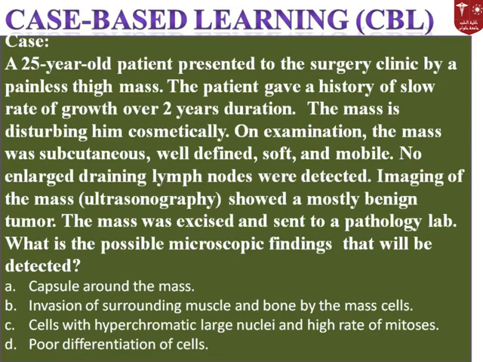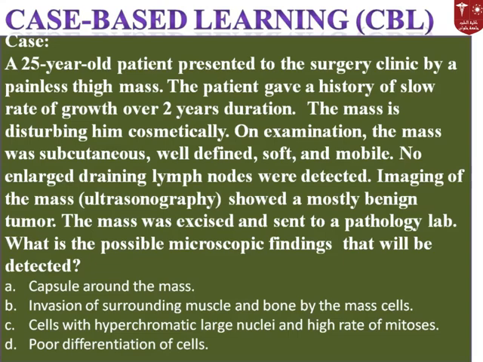So let's try to learn by case-based learning and analyze this case. A 25-year-old patient presented to the surgery clinic with a painless thigh mass. The patient gave a history of slow rate of growth over 2 years. So this mass started 2 years ago and it has a slow rate of growth. This makes us think about whether this mass is benign or malignant. I think something benign because it has a slow rate of growth, right? We will see. Let's continue.